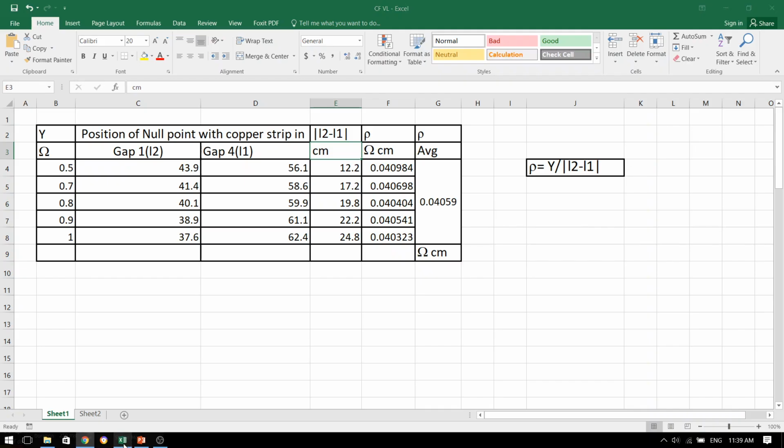So, in my table, when the copper strip is in gap number 1, you will be putting in these values. Correct? So, like this, you can note down the particular value that you have taken.